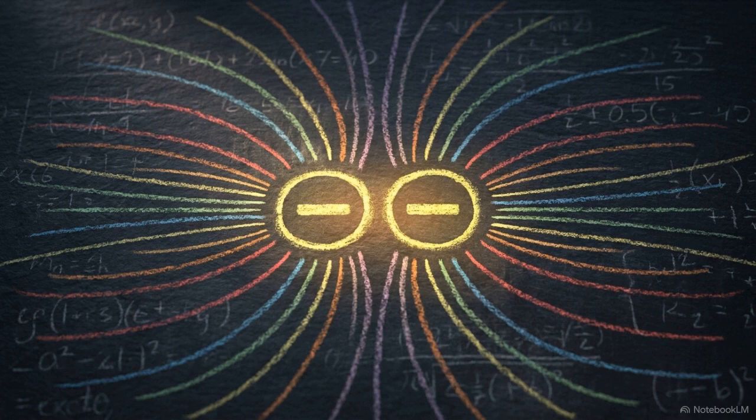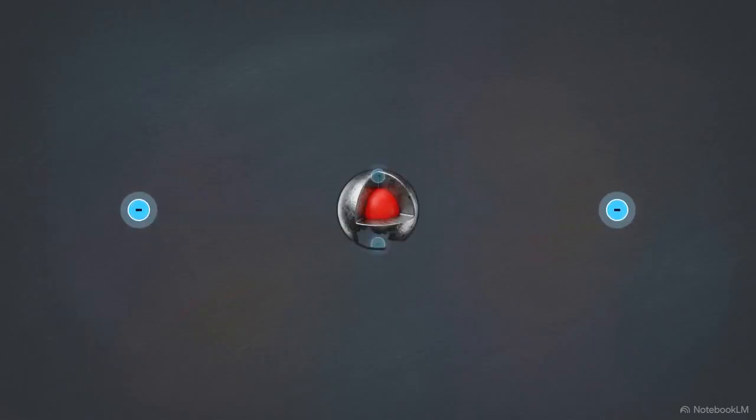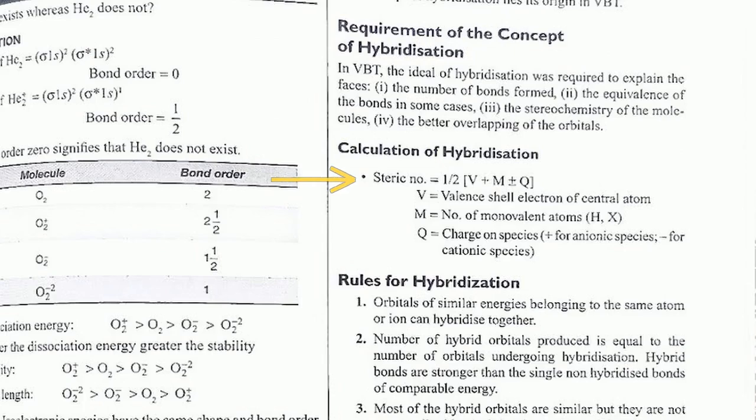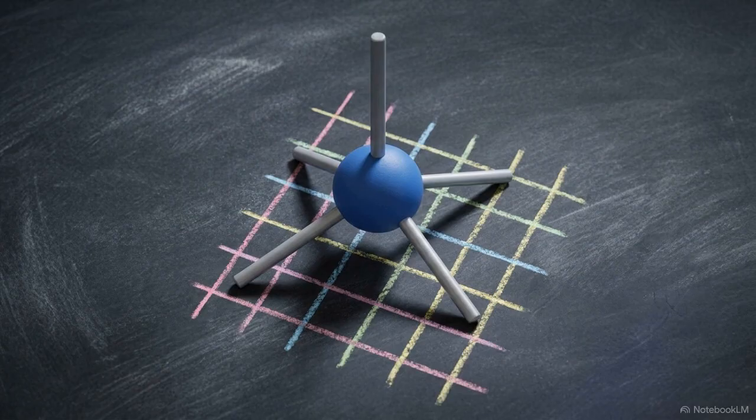Electron pairs, possessing negative charges, despise each other. Left to their own devices, they will repel and force themselves as far apart in three-dimensional space as physically possible. This mathematical formula calculates exactly how many electron domains a central atom must manage. By taking half the sum of valence electrons, monovalent atoms, and the ionic charge, we derive the steric number. That integer dictates the base geometric family of the molecule.